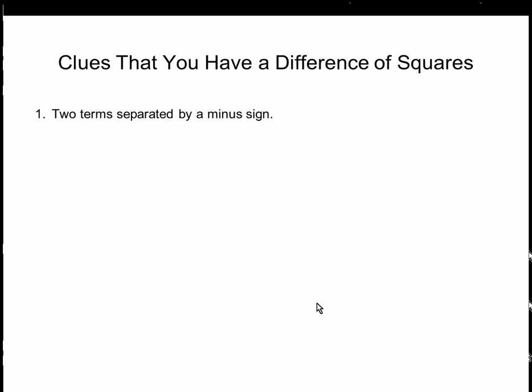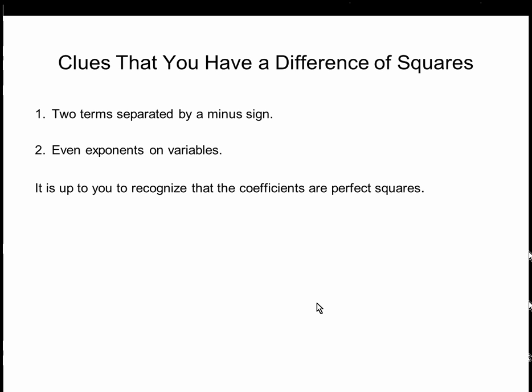Okay, number 1, you have 2 terms separated by a minus sign. That's kind of your first clue, because remember, you want a difference. Number 2, even exponents on the variables, because remember, you're dividing the exponents by 2, so you have to have even exponents on the variables. It is up to you to recognize the coefficients are perfect squares. Again, if you have to run through them in your mind, you know 1 squared is 1, 2 squared is 4, 3 squared is 9, 4 squared is 16, and so on.